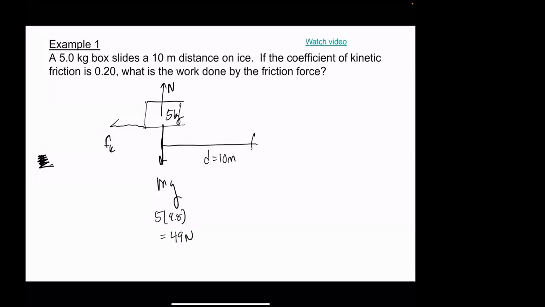All right, so there's the free body diagram. To find Fk, we just do the sum of the forces in y equals 0, N equals mg, N equals 49 newtons. Fk equals 0.2 times 49, Fk equals 9.8 newtons.